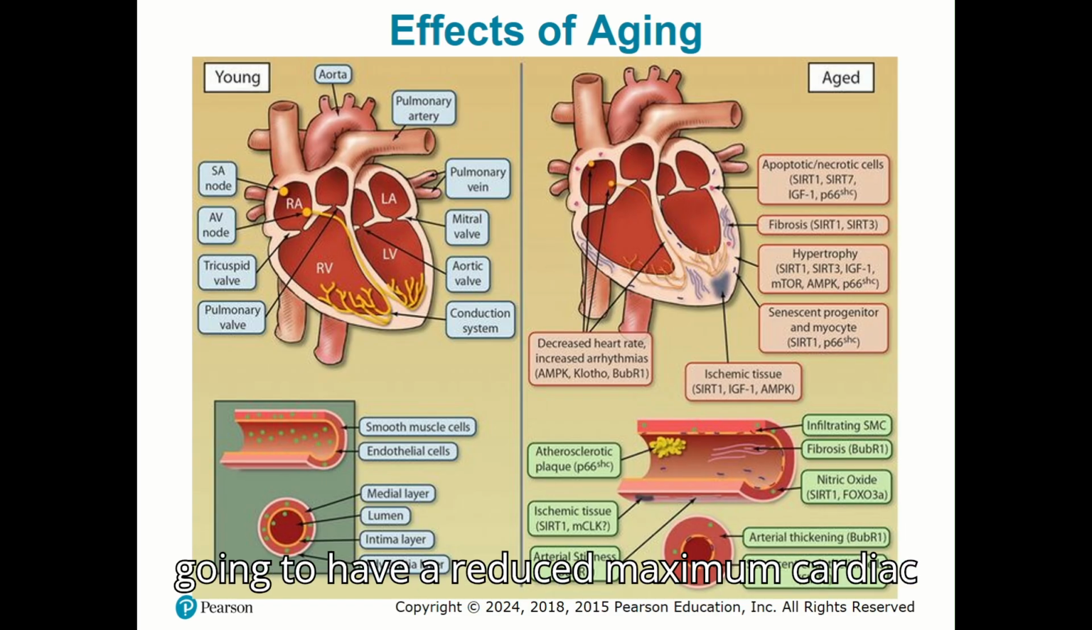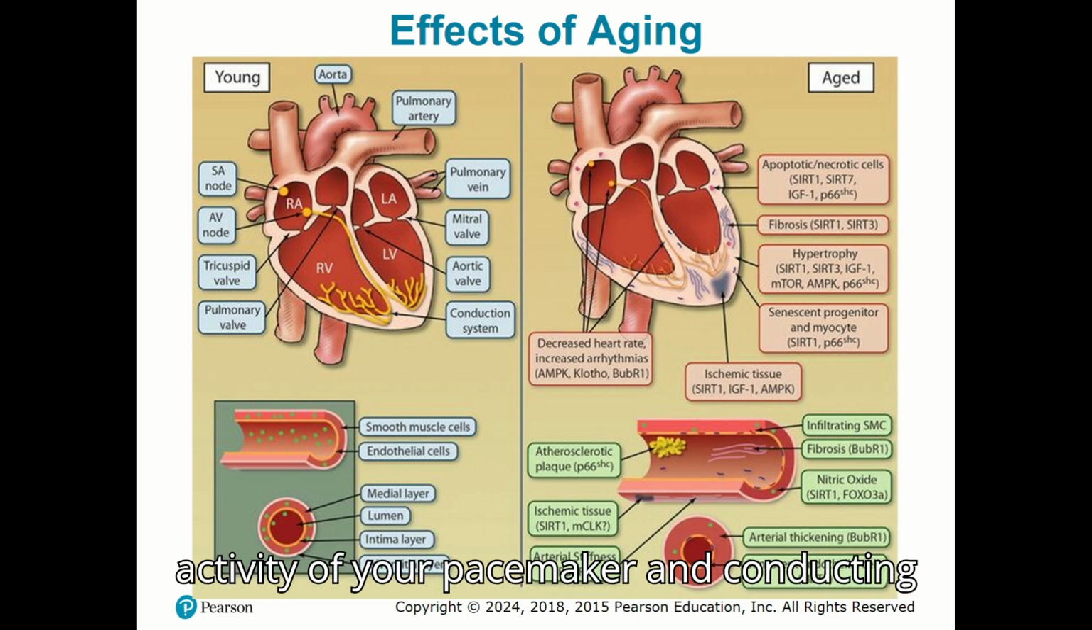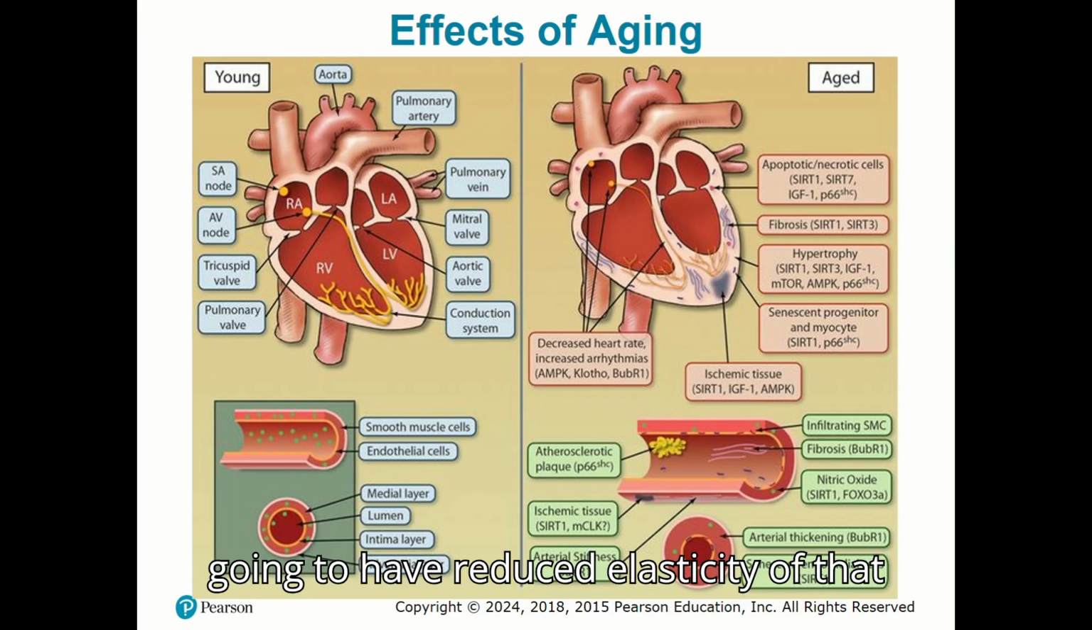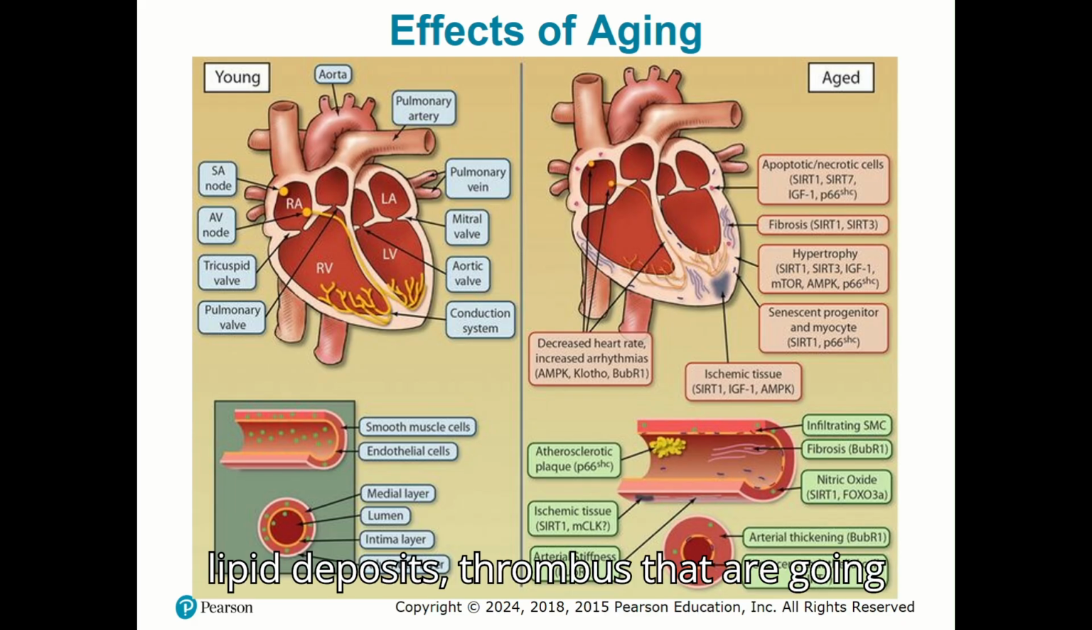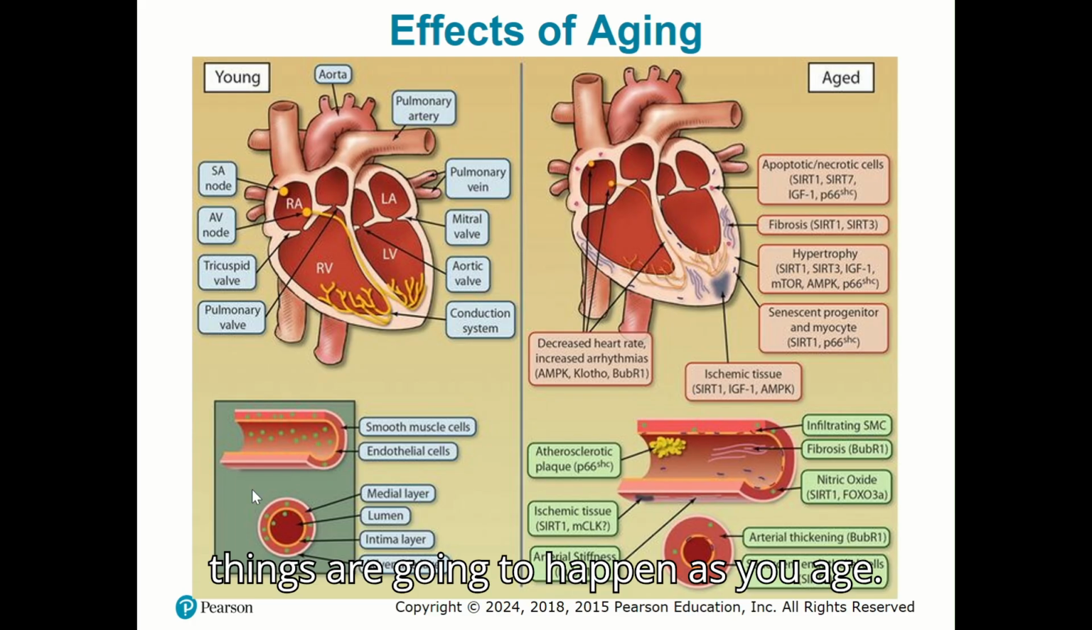You're going to have a reduced maximum cardiac output. The changes in the activity of your pacemaker and conducting cells are going to be reduced. You're going to have reduced elasticity of that muscle. You can have calcium deposits, lipid deposits, and thrombi that are going to be created. So all of these different things are going to happen as you age.